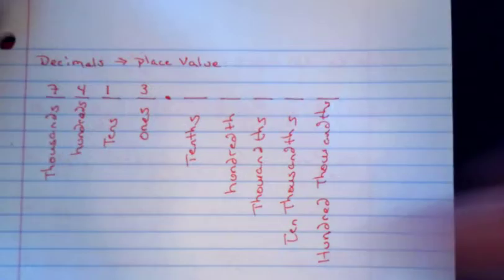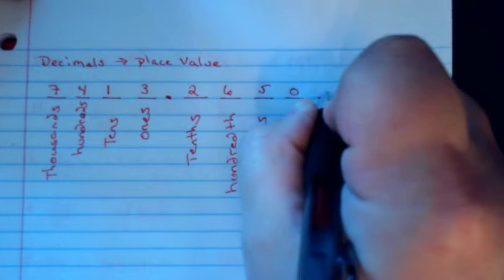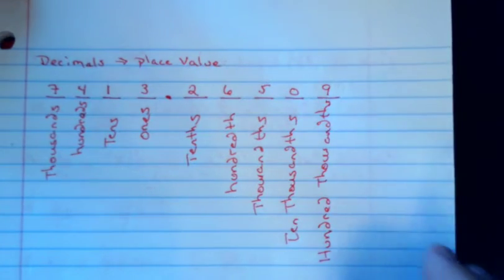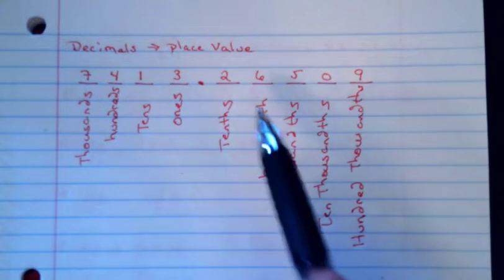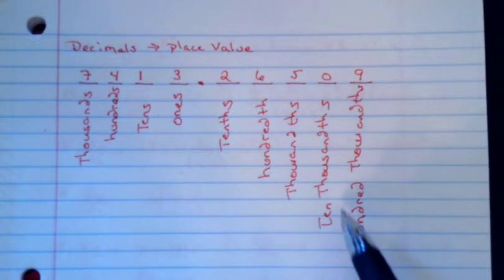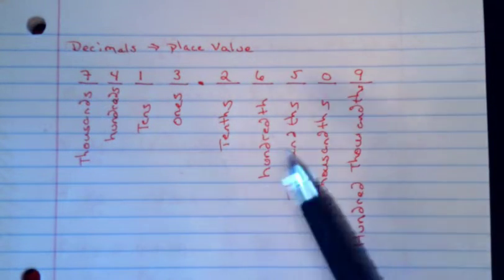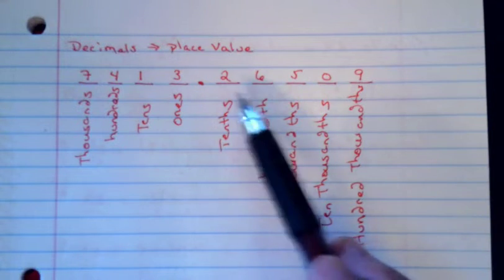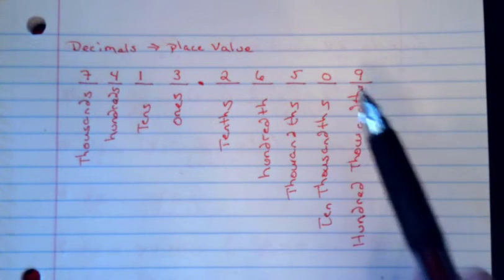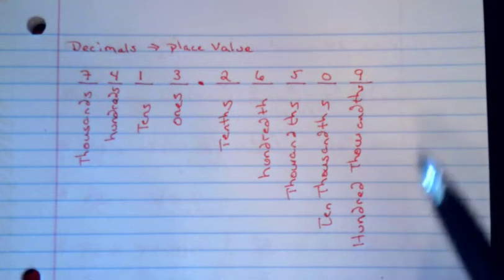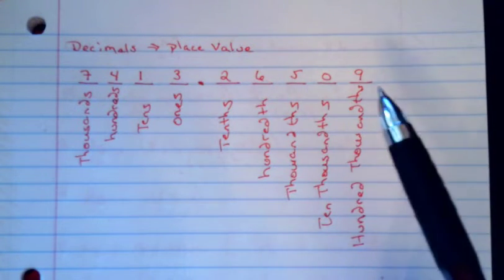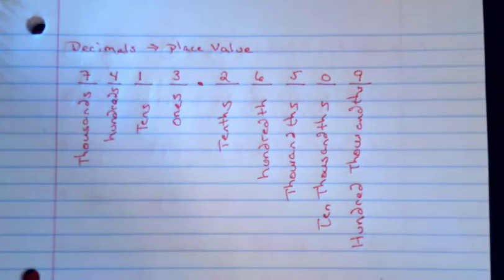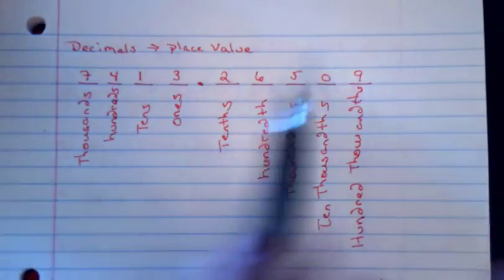So let's go ahead and put some numbers in here. I'll just make something up. Let's say this is a 2, a 6, a 5, a 0, and a 9. So we would read this number out loud as 7,413. And now here, it depends on how you want to go. You can say I've got 2 tenths, 6 hundredths, 5 thousandths, so on and so forth. But we read it really as whatever the last place value is, so hundred thousandths. So we read it as 26,509 hundred thousandths, which is an odd feeling to really read off, but that's the way it would work.